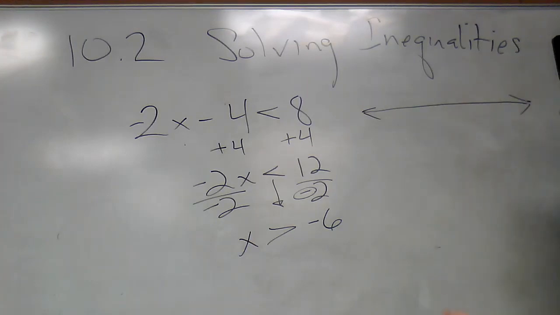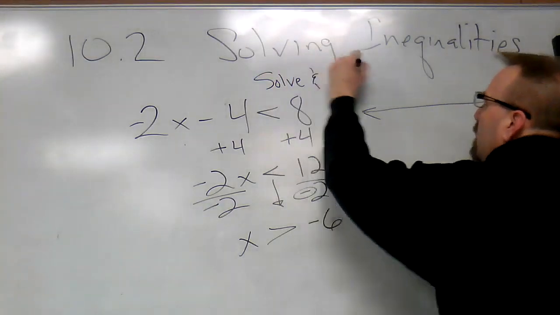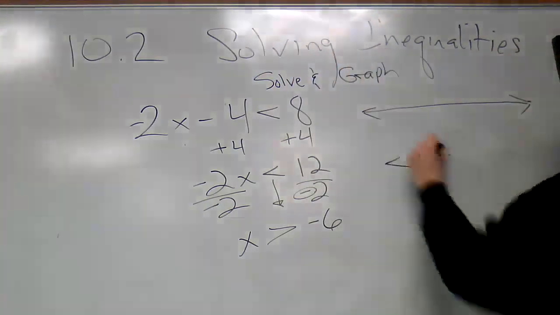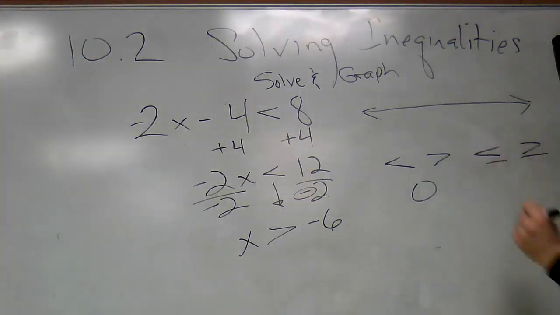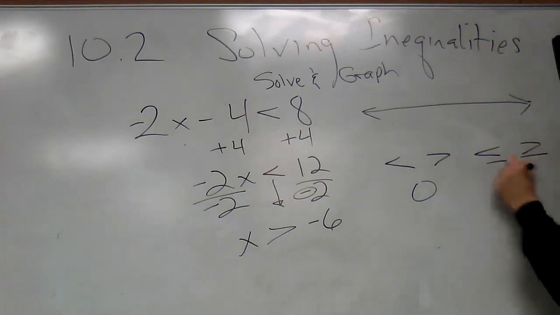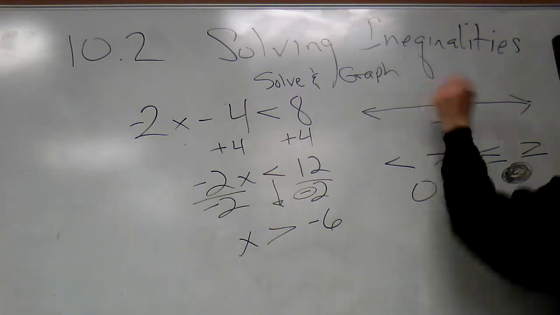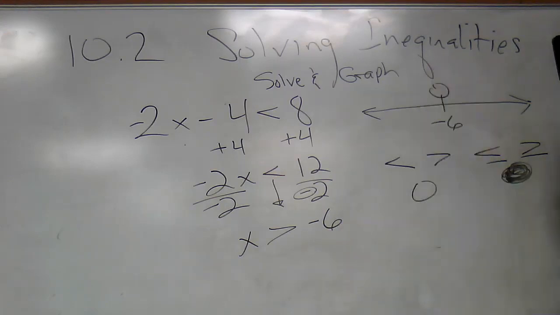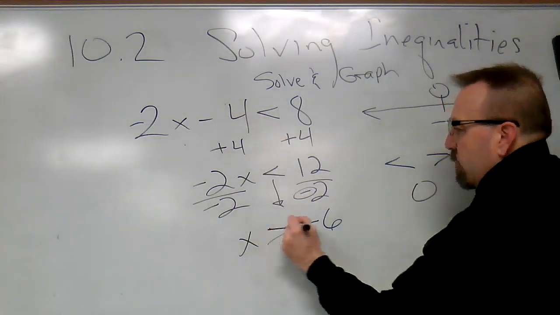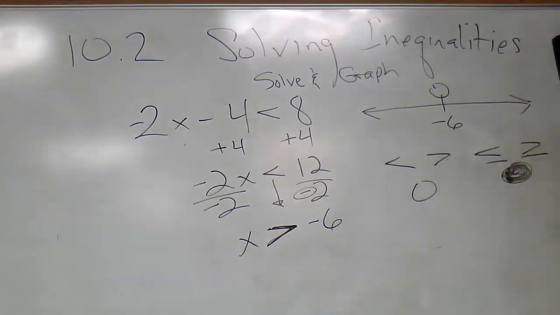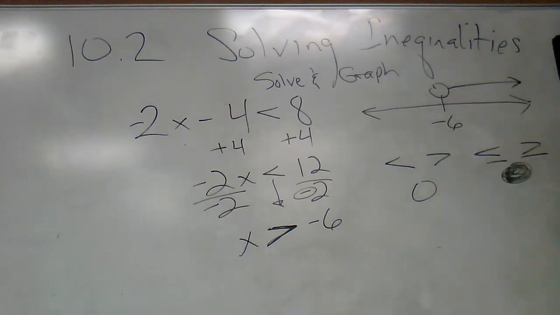We might then say graph it. So it'll say graph and solve, or solve and graph. For graphing, if we just have greater than or less than, it's an open circle. But if we have the line underneath that says it is equal to, we color in the dots. So at negative 6, we have a circle. And then if your variable is on the left-hand side, this is which way it tells you to point your arrow. So our arrow is going to the right. So our line is going to the right.